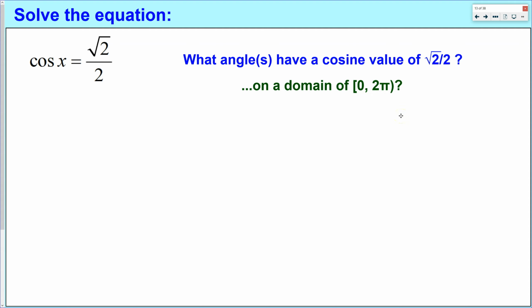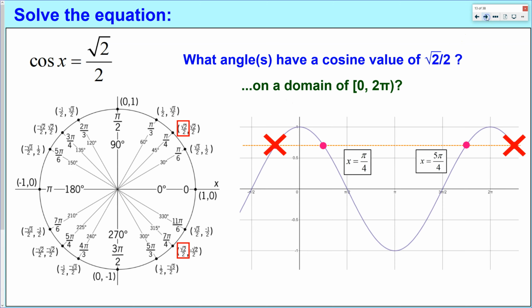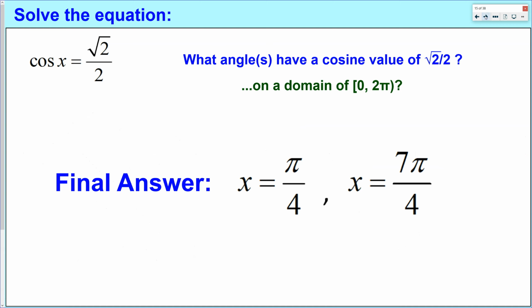Do they want all these solutions, or do they just want a limited number of solutions based on this interval? And if they give us this interval, then we would only be responsible for identifying the angles that are on the unit circle or in this region of the graph, and our final answer would just be pi over 4 and 7 pi over 4.